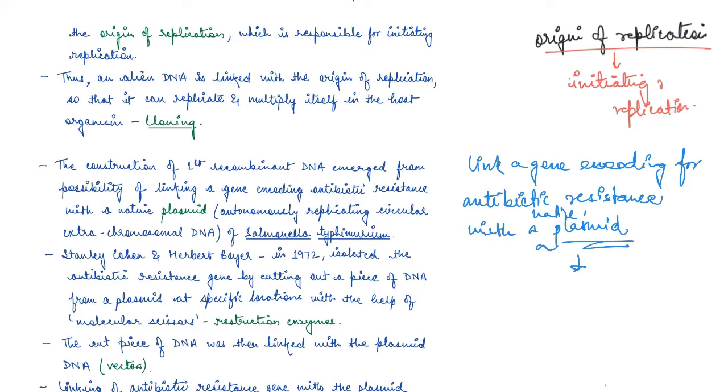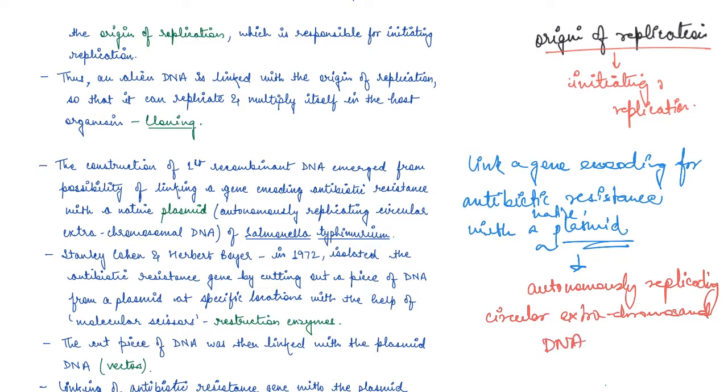So plasmids are autonomously replicating circular extrachromosomal DNA. It is autonomously replicating extrachromosomal DNA which is circular. So basically, this is a plasmid, right?